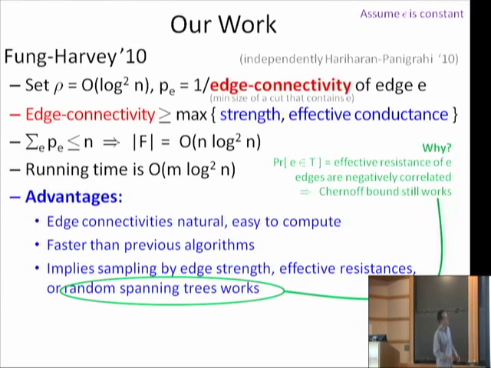Also, one point I'd like to make here is that it also implies that sampling according to random spanning trees works. And I'll talk more about this later. But the basic idea is that if you choose a uniformly random spanning tree in a graph, then the probability any particular edge is in the tree is equal to the effective resistance of that edge. And it's also known that the events of two edges occurring in the tree are negatively correlated, and it's known that if you have negatively correlated events, then the Chernoff bound still applies. So because our whole analysis is just based on the standard Chernoff bound, and sampling by effective resistances works, sampling random spanning trees also works. This doesn't follow from the previous work, which used the matrix Chernoff bound, because it's not known how negative correlation interacts with the matrix Chernoff bound.